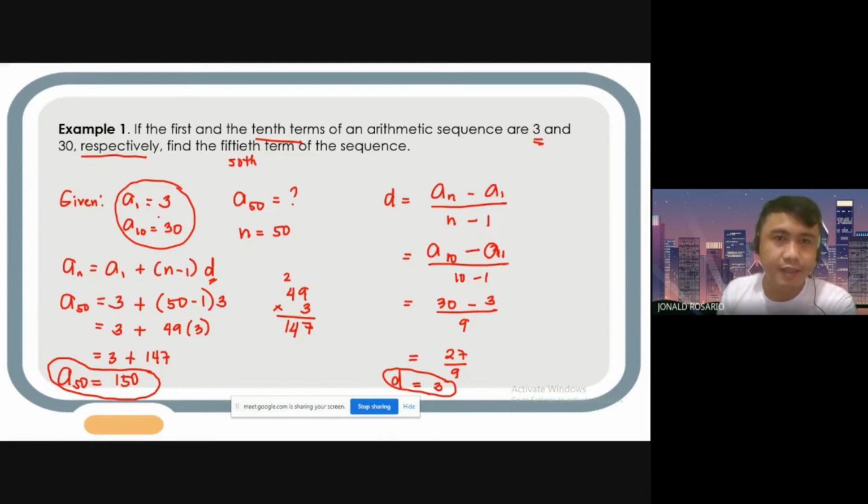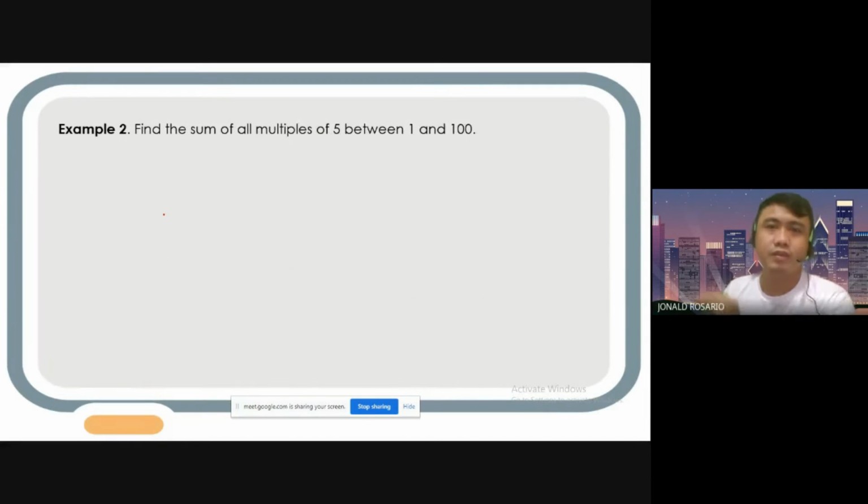Next. Example number 2. So, find the sum. May sum tayo dito. So, parang may keyword na tayo na pagka-sum ang pinag-uusapan, series ang kailangan nating hanapin. Find the sum of all the multiples of 5 between 1 and 100. Okay, multiples of 5. We have 5, 10, 15, 20, 25, and so on, up to 100. Okay, so solution.